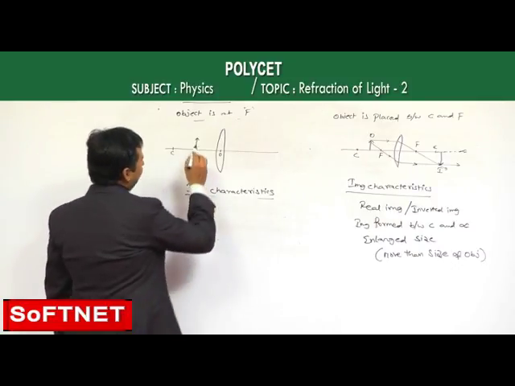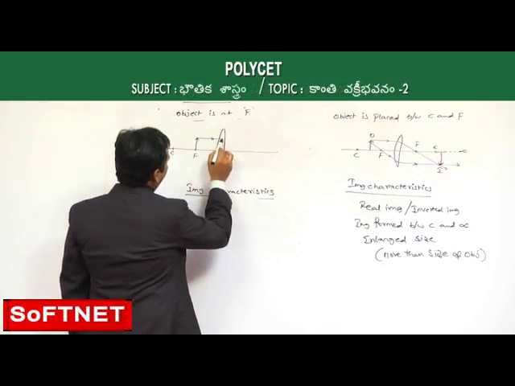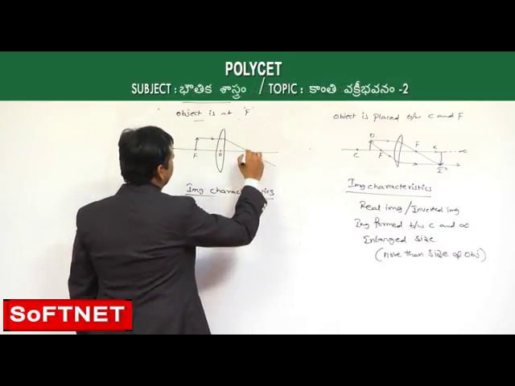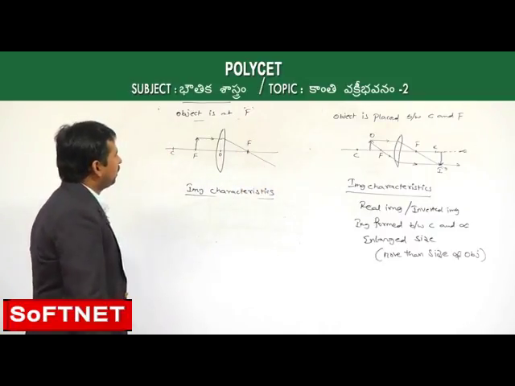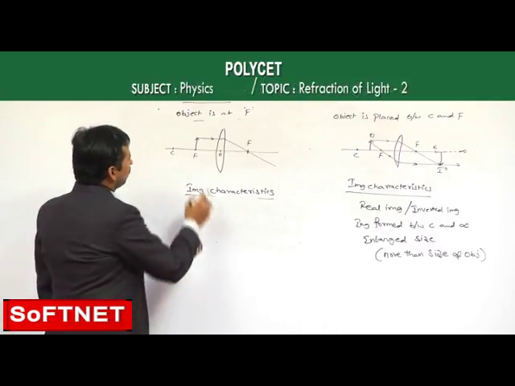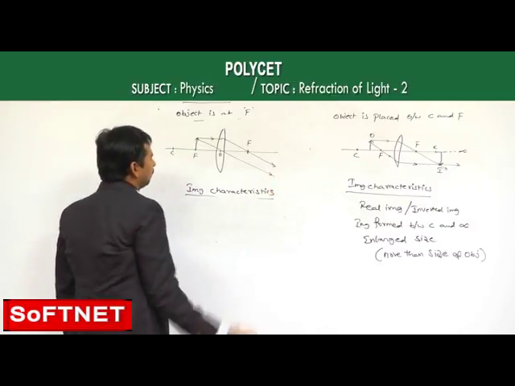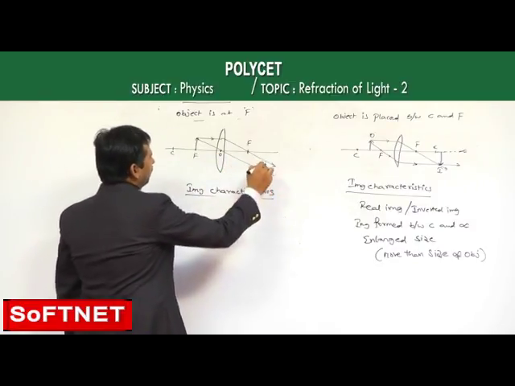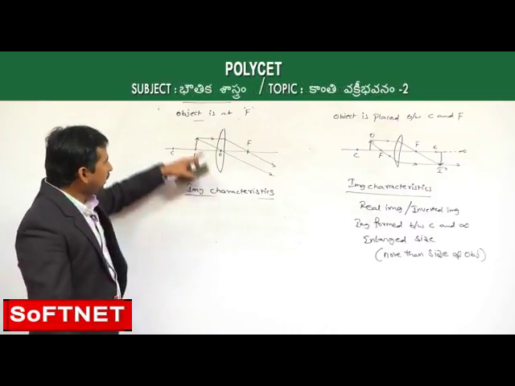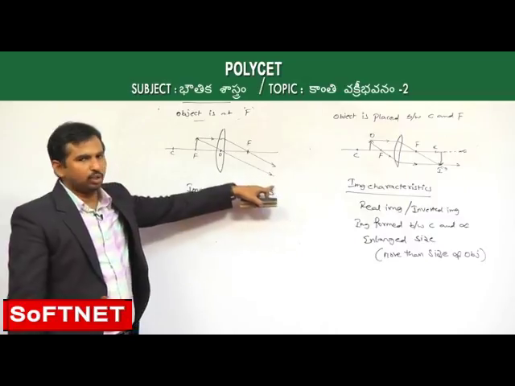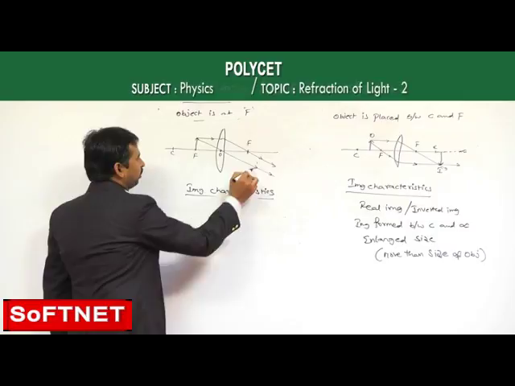Now we have to take a light ray parallel to the principal axis, like before. The light ray passes parallel to the principal axis, and after refraction it passes through the principal focus. Now we are taking the second light ray, which is passing through the optic center. Both refracted rays are passing parallel to each other, because the light ray passing through the optic center goes undeviated.